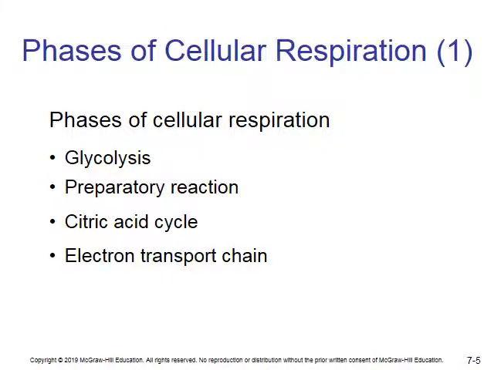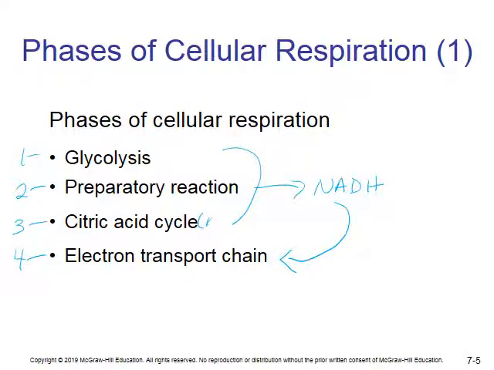Now we can look at the 4 phases of cellular respiration. We have 1 glycolysis, 2 preparatory, 3 citric acid cycle, and 4 electron transport chain. All of these are going to generate those NADHs that we talked about, and they're all going to get funneled to step 4, electron transport chain. You may have heard of this called the Krebs cycle. We're trying to stay away from eponyms named after people, so now we call it the citric acid cycle.